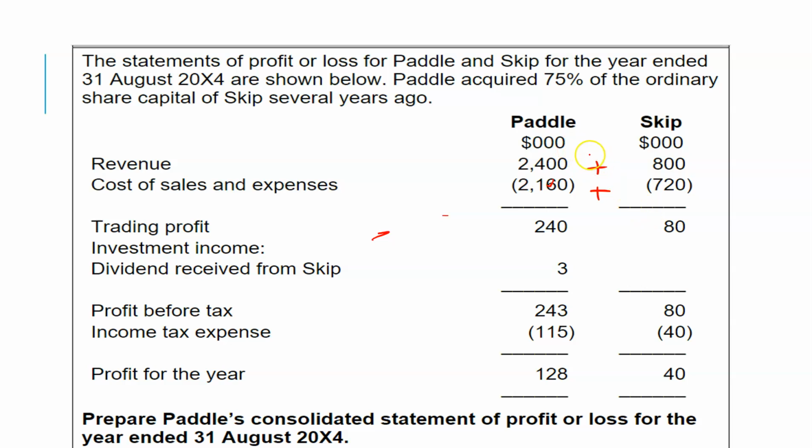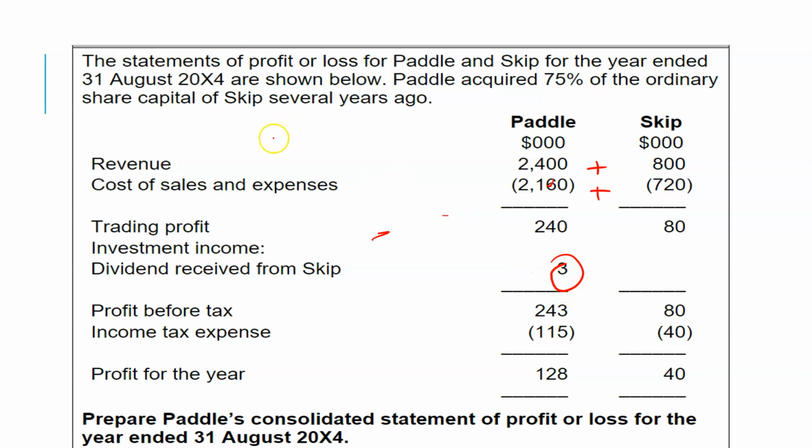So, yeah, that's it. There's no funny adjustments here, no intergroup trading, so that's fine. We can ignore that. Here you've received some money from Skip, so this has to be, if you like, eliminated. We can't show income from ourselves. It just can't work, so we completely leave this out.